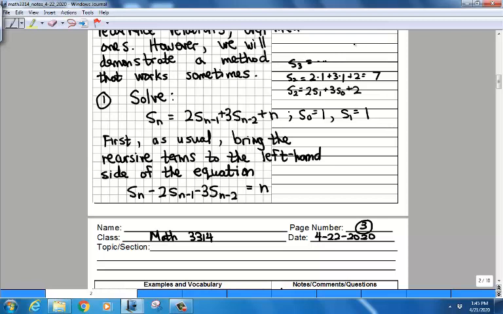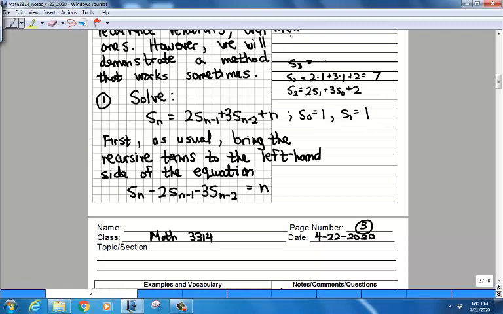So, of course, it's easy to see how the recurrence relation works, right? But now we want to take that recursive method for computing S sub whatever, and then we want to see if we can write down a non-recursive formula for computing S. All right, so here's what I'm going to do.